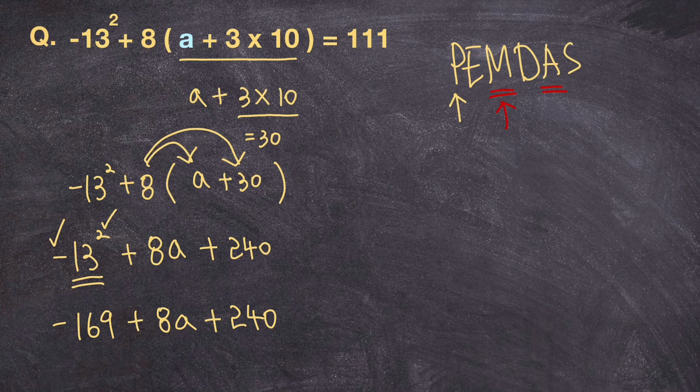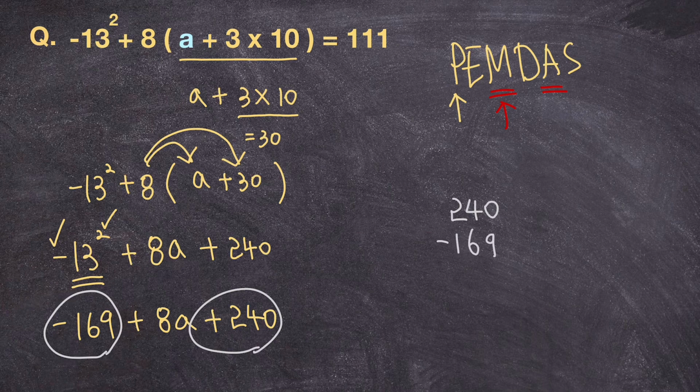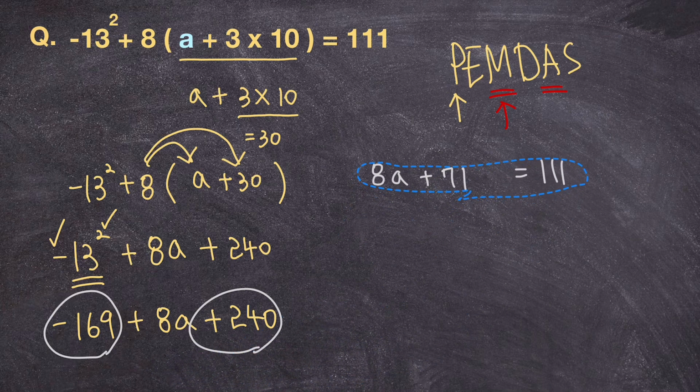Okay, so let's combine like terms, in this case, the integer term, and what is 240 minus 169, and I can quickly calculate that without a calculator, and that is 71. So 8a plus 71, that's the left side of the equation done. And on the right side, I have 111. Okay, so let's keep solving the equation to solve for the unknown variable of a.